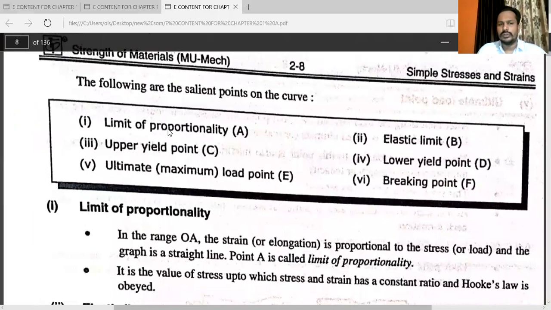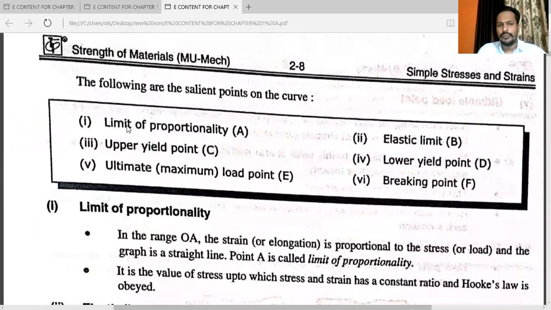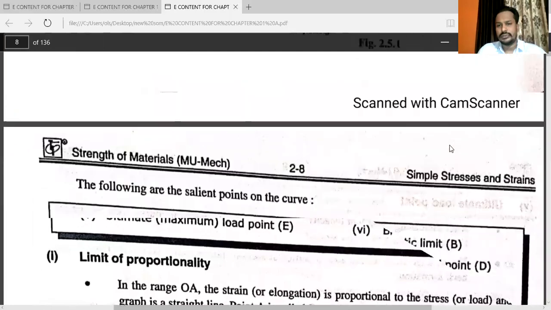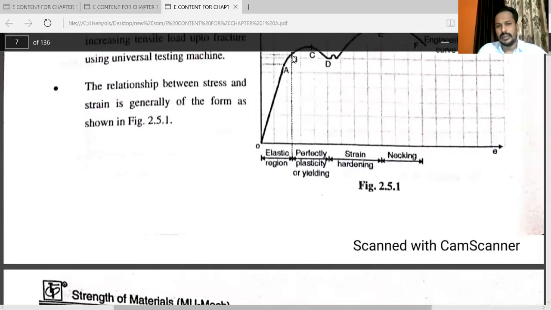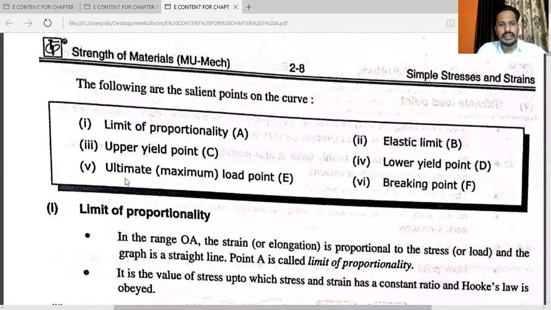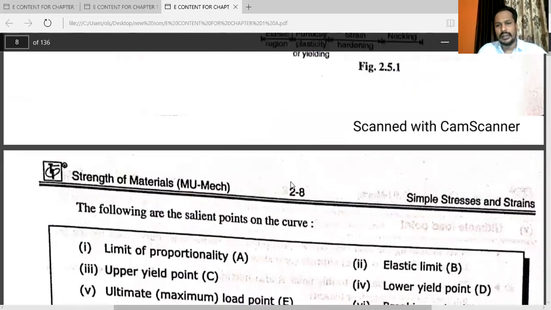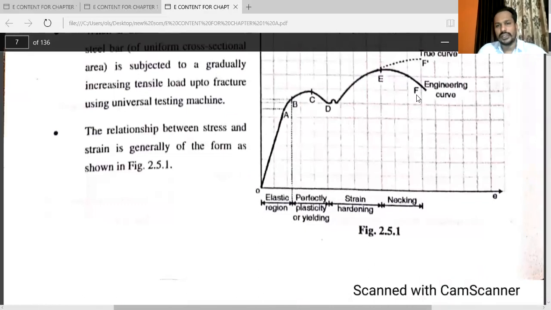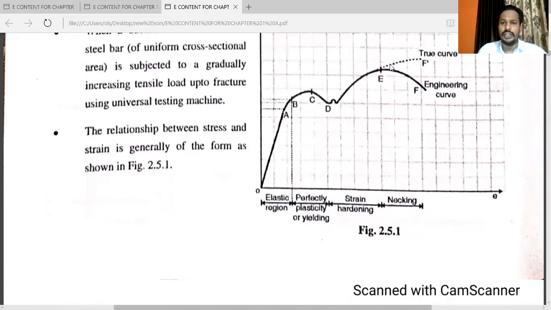See the significant points of the curve. Already you know that the limit of proportionality is point A. B is the elastic limit. This one is your point B, that is the elastic limit. The point C is the upper yield point. Lower yield point is D. Ultimate, or you can say the maximum load point, is E. And the breaking point is F. You can see here A, B, C, D, E, F.